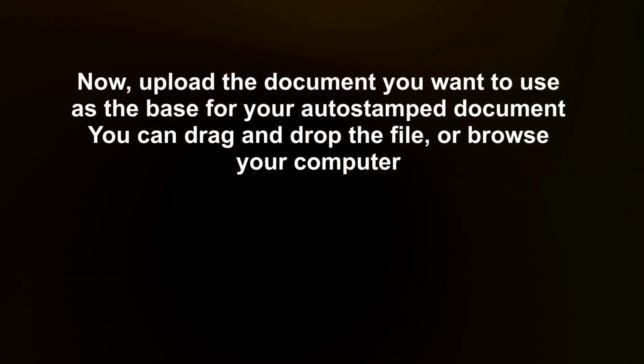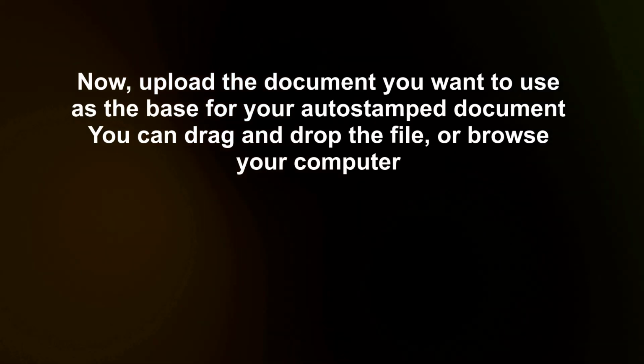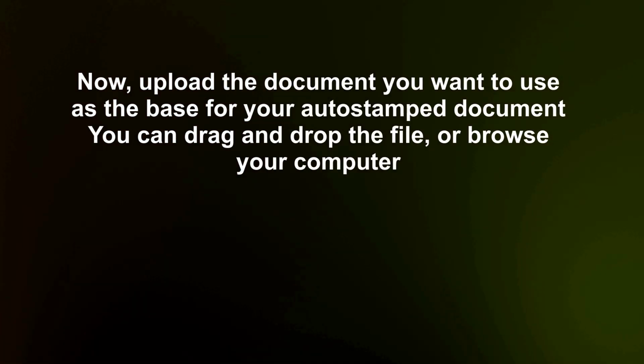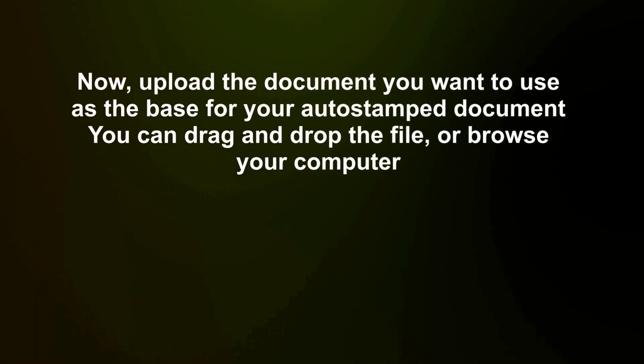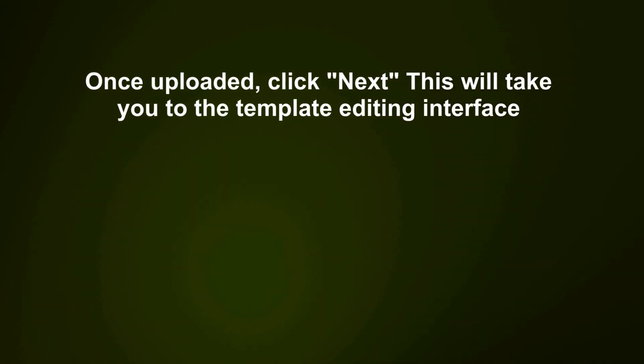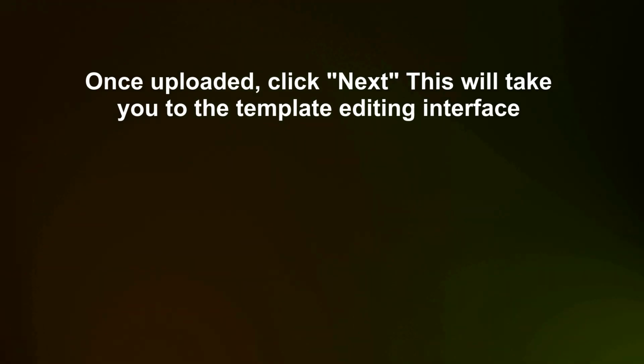Then, select Create Template. Now, upload the document you want to use as the base for your auto stamp document. You can drag and drop the file, or browse your computer. Once uploaded, click Next. This will take you to the template editing interface.